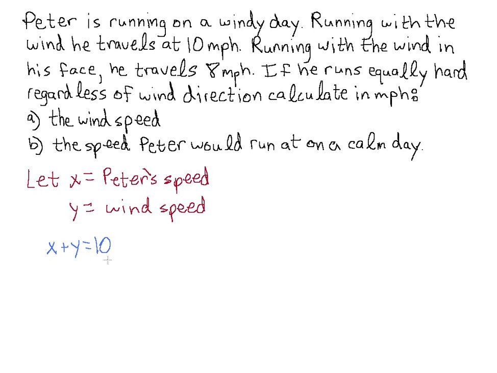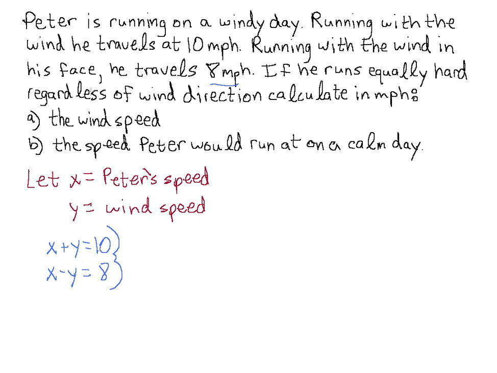Our second equation is going to be running against the wind. And when this is done, his speed is going to be hindered. So his total speed is going to be x minus y equals 8. So Peter's running speed minus the speed of the wind, so x minus y, is going to be 8 miles per hour. All right, this is our system of equations that we want to solve.